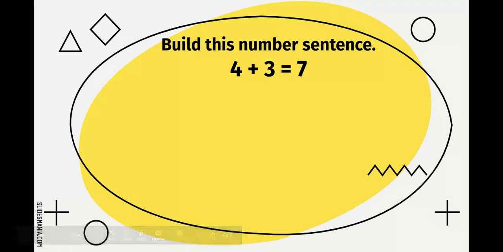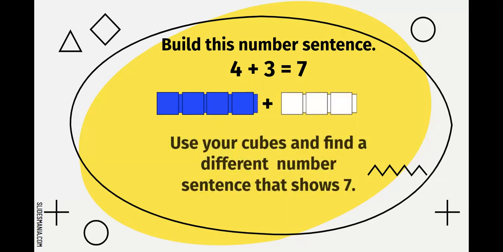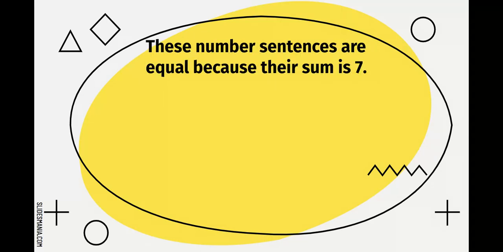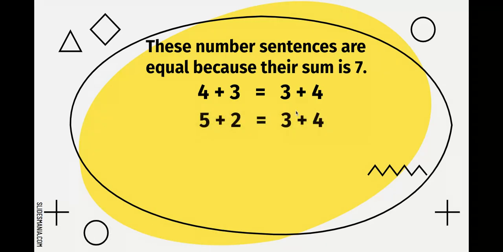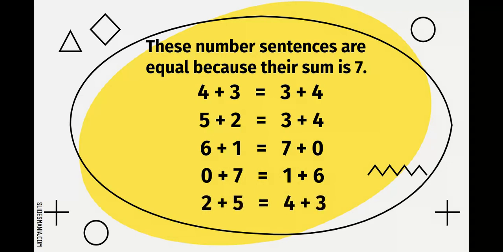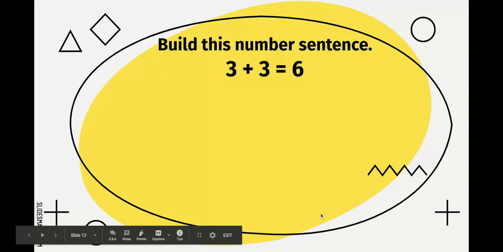All right, now let's try another one. Let's build this number sentence, all right? So 4 cubes plus 3 cubes gives us 7. Now let's find another way that shows 7, okay? Well, I know that 4 and 3 make 7, and if I flip it around, 3 plus 4 also equals 7. So these would be balanced. They would be equal. They both equal the same answer. Just like 5 plus 2 equals 7, and so does 3 plus 4. These would be equal. 6 plus 1 is 7. 7 plus 0 is 7. Those are equal. So again, this is kind of the middle of our balance. This side equals the same number as this side, okay?